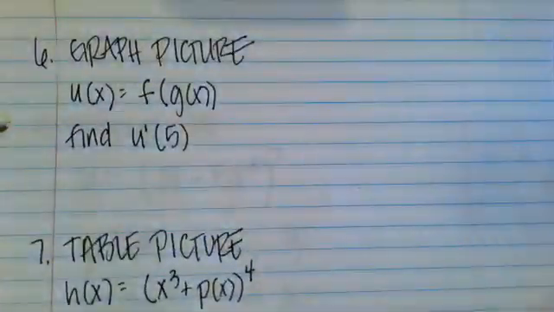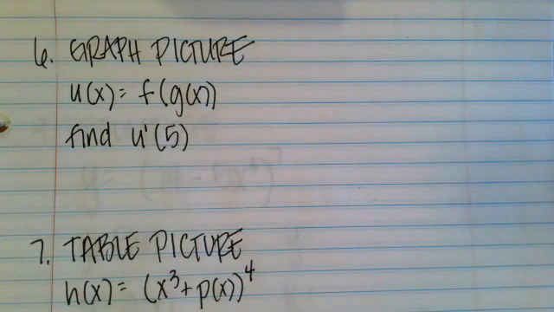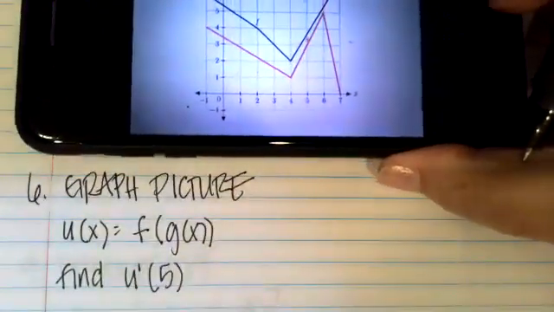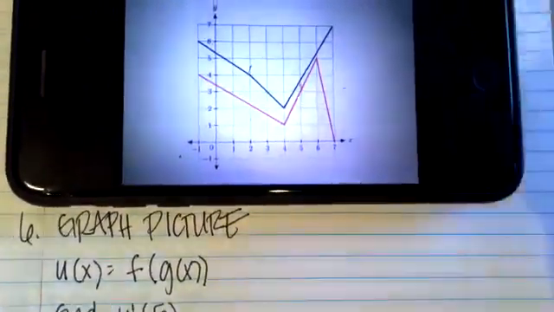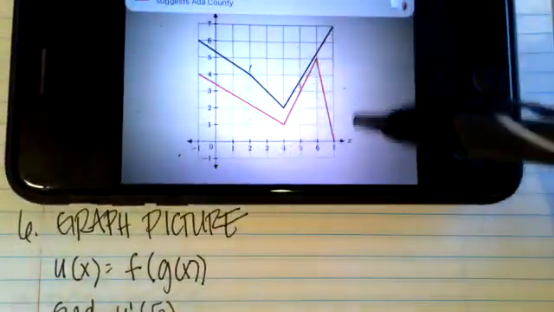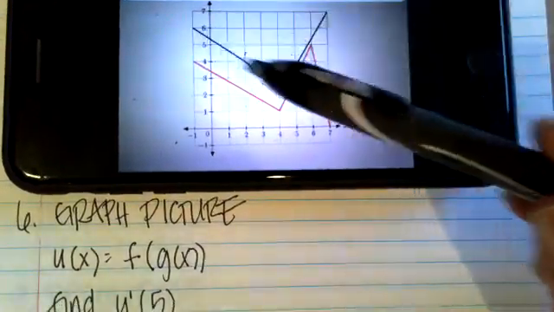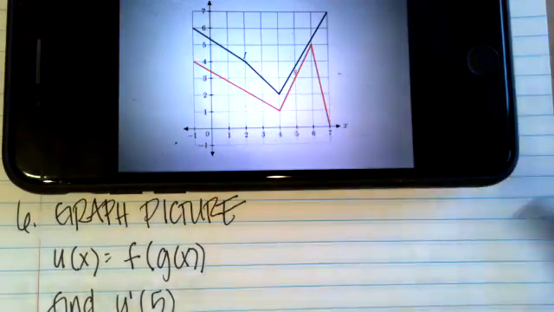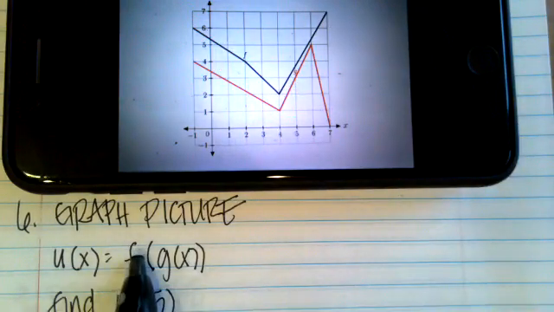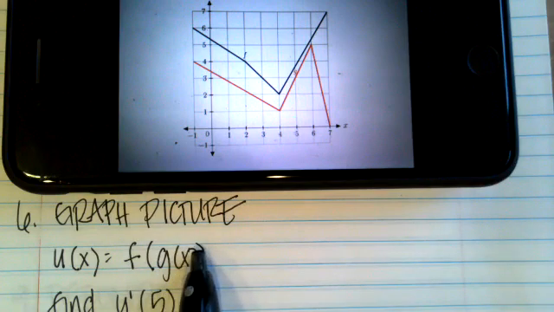All right, then we have 2 different kinds where we've got those lovely pictures that we have to look at. So hopefully I saved them on my phone in a way that we will be able to look at them and I will be able to explain what's going on. Okay, so for this first kind, they give us a picture like this. Okay, and it's a picture of the red one is the g function, and then the black one is the f function. And they tell us right here that the u function is the composition of f of g of x. So that's what happens when you put the g function into the f function.